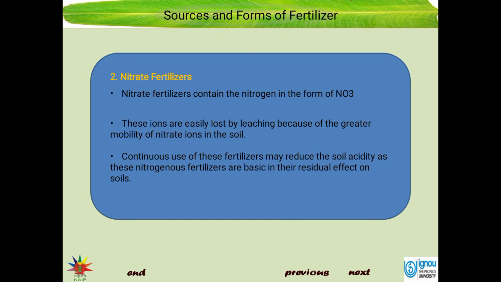Then the next important type of nitrogenous fertilizer is nitrate fertilizer. Nitrate fertilizer contains nitrogen in the form of NO3. These ions are easily lost by leaching because of the greater mobility of nitrate ions in the soil. The continuous use of this fertilizer may reduce soil acidity, as the nitrogenous fertilizers are basic in their residual effect on the soil.